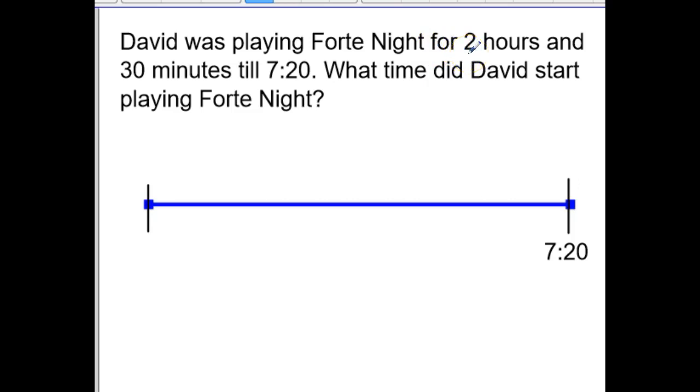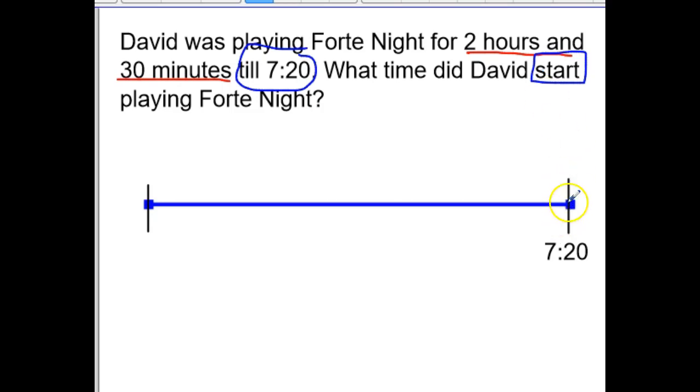Well, I know he was playing for 2 hours and 30 minutes. That's how long he was playing. So that's our elapsed time. And I know till 7:20, that means that is our end time, which I've noted right here. 7:20 is our end time. And we're looking for this start time. So we have to find our start time.